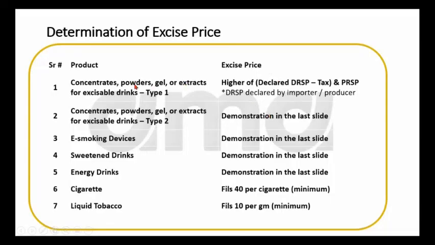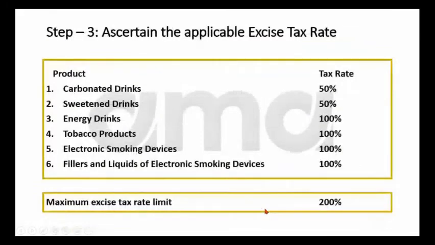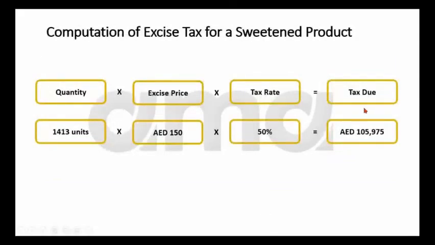There are two categories for these carbonated drinks conversion. There are two methods which can be applicable. Whatever doesn't come under the first category will go in the second category. So there may be a simplified procedure for computation of excise price, or there may be a complicated procedure. And there are some specified minimum prices which are applied when we apply the excise tax. And finally, again, we ascertain the tax rates which are specified in the law, and we apply this formula to get the excise tax due.